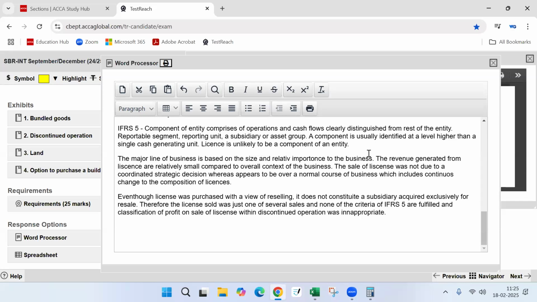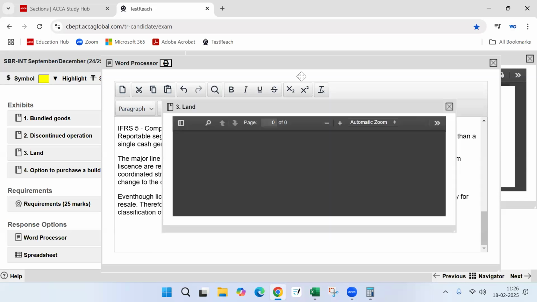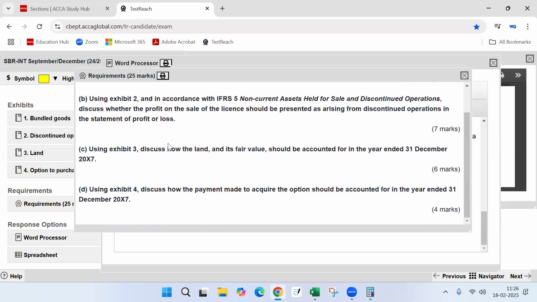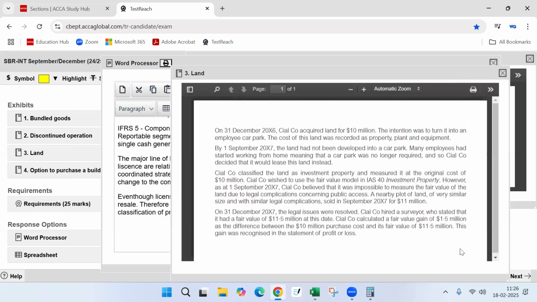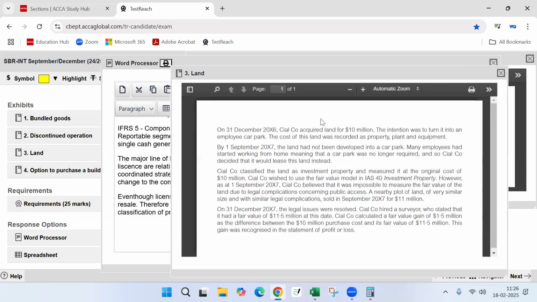Okay. So next is land. Look at the next requirement of land. Using Exhibit 3, discuss how the land and its fair value should be accounted for in the year ended 31st December 20X7. So, what happened to land? On 31st December, CL acquired a land for 10 million. The intention was to turn it into an employee car park. The cost of the land was recorded as property, plant, and equipment.